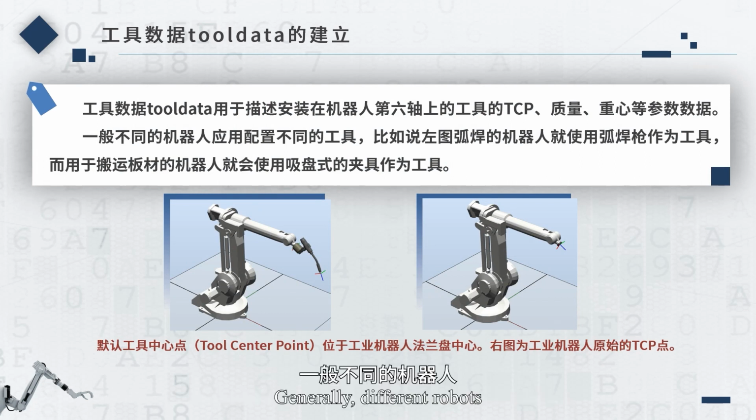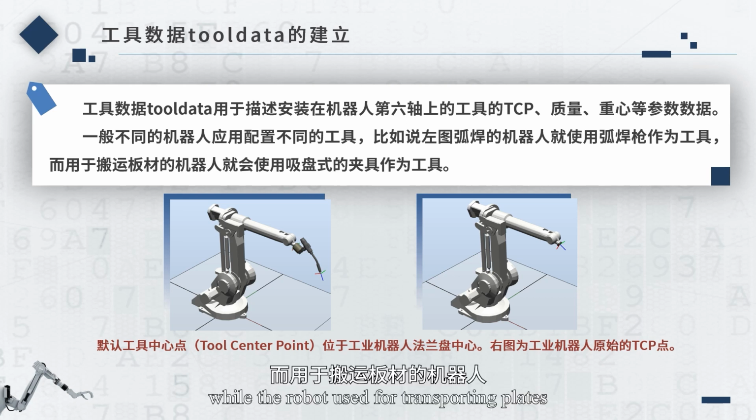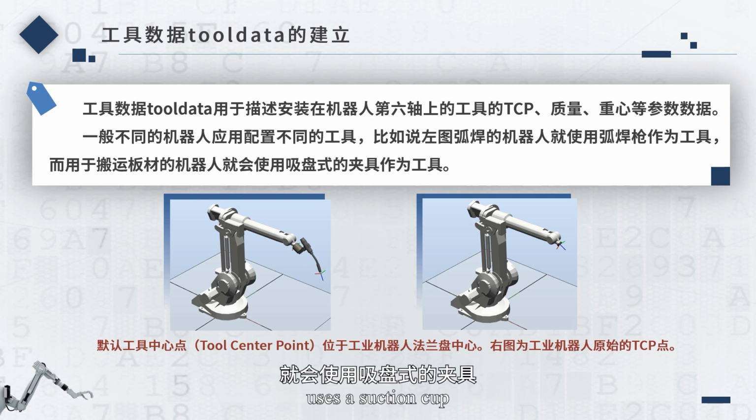Generally, different robots are equipped with different tools. For example, the arc-welding robot uses an arc-welding gun as the tool, while the robot used for transporting plates uses a suction cup as a tool.